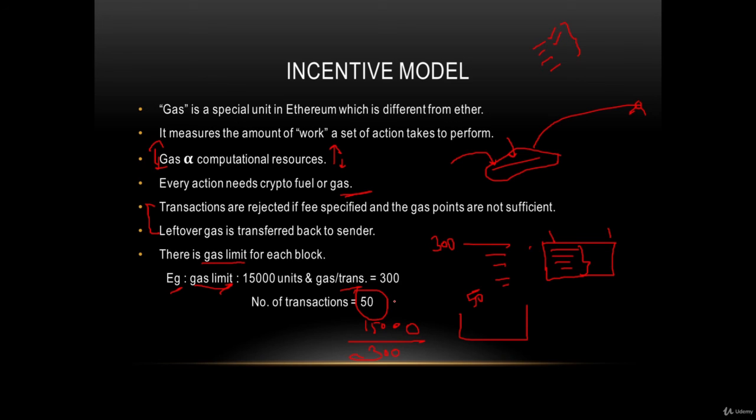So this is the whole incentive model in Ethereum and how miners get paid for their computational work. This whole gas goes to the miner who puts the transactions in the block and mines the block. So this is an added reward to the miner. It is basically his computational power which is getting rewarded. Thank you.